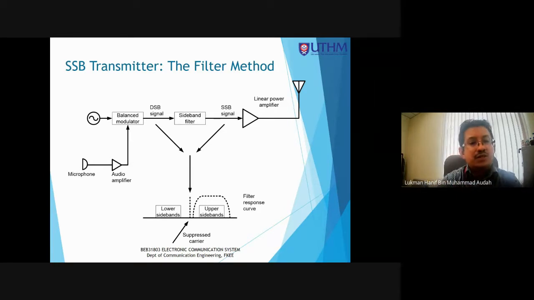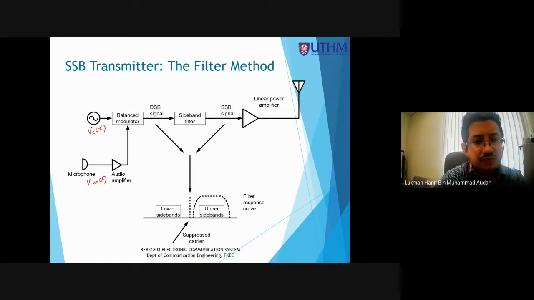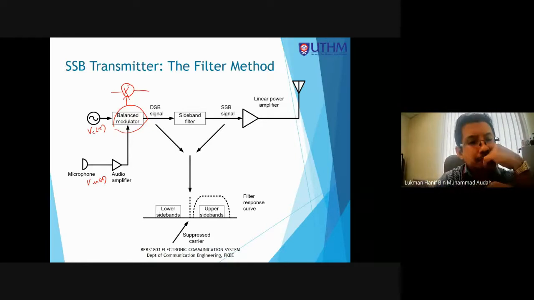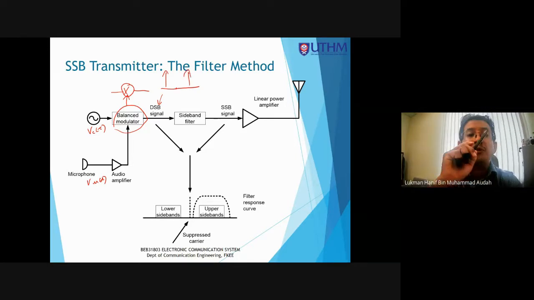Okay. So mula-mula di sini adalah VCT carrier component. Di sini adalah VMT, dan di sini ada balance modulator. Balance modulator simbolnya angka X. So ini sebenarnya akan menghasilkan double sideband suppressed carrier. So output di sini adalah double sideband suppressed carrier yang mana ada both sideband tetapi tidak ada carrier component.